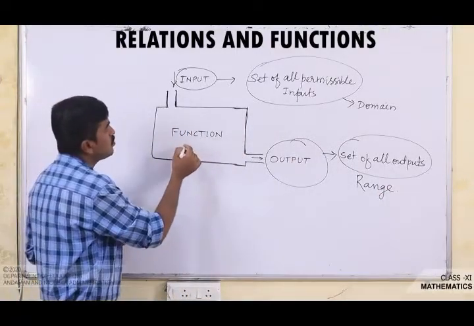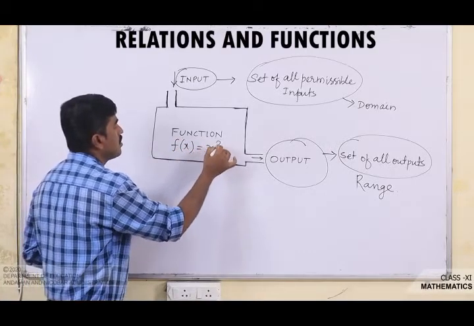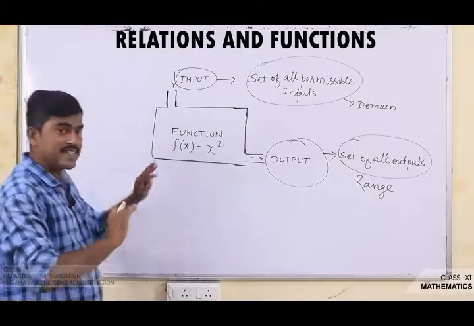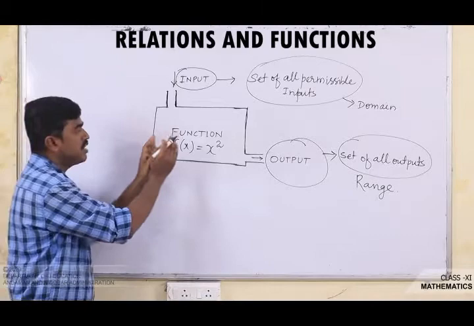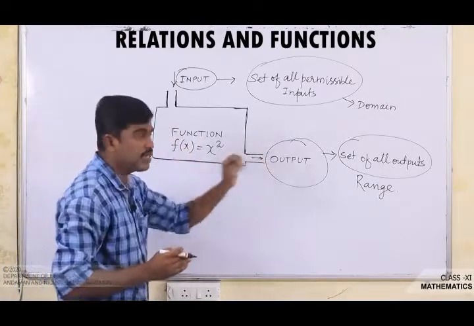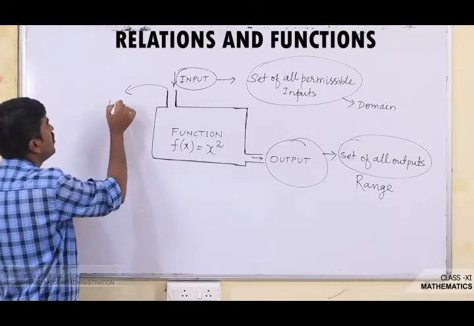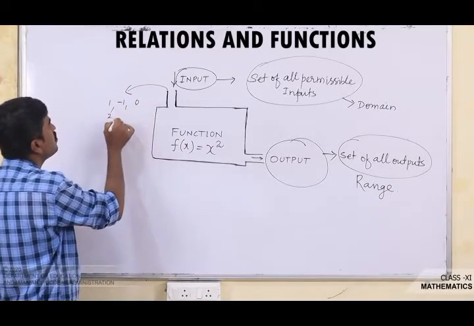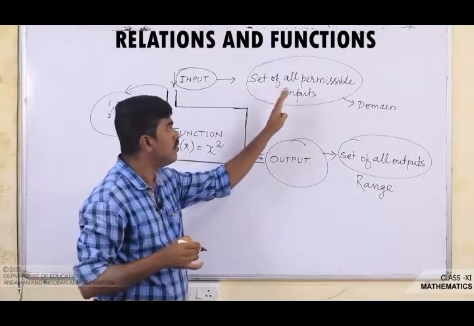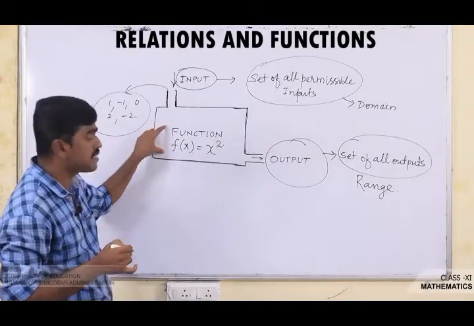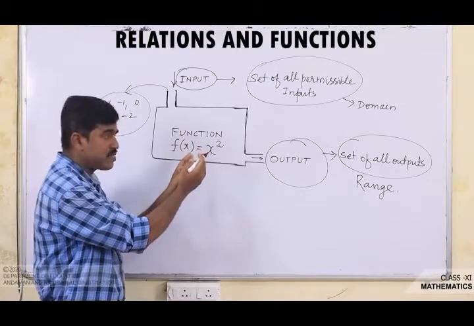Suppose I take a function f of x equals x square. Now this x square acts like a machine. If we give some input, then it will definitely give a unique output. Suppose I am giving here the inputs 1, -1, 0, 2, -2. So what are the possible inputs? We will see. The function is taken as f of x equals x square.